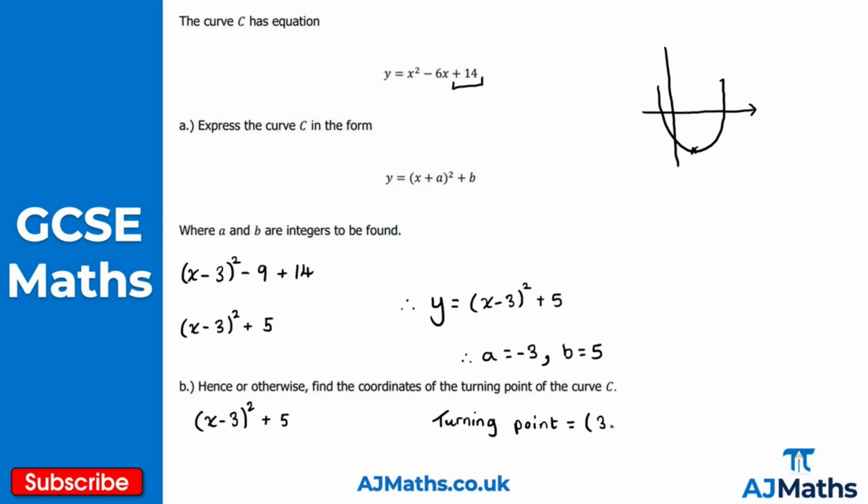And then the y coordinate here is given by this constant on the outside. So that doesn't change. If that's plus 5, it'll be positive 5 here for us as well. And there we have it. So that's the turning point of the curve C, giving us a solution to question 2.